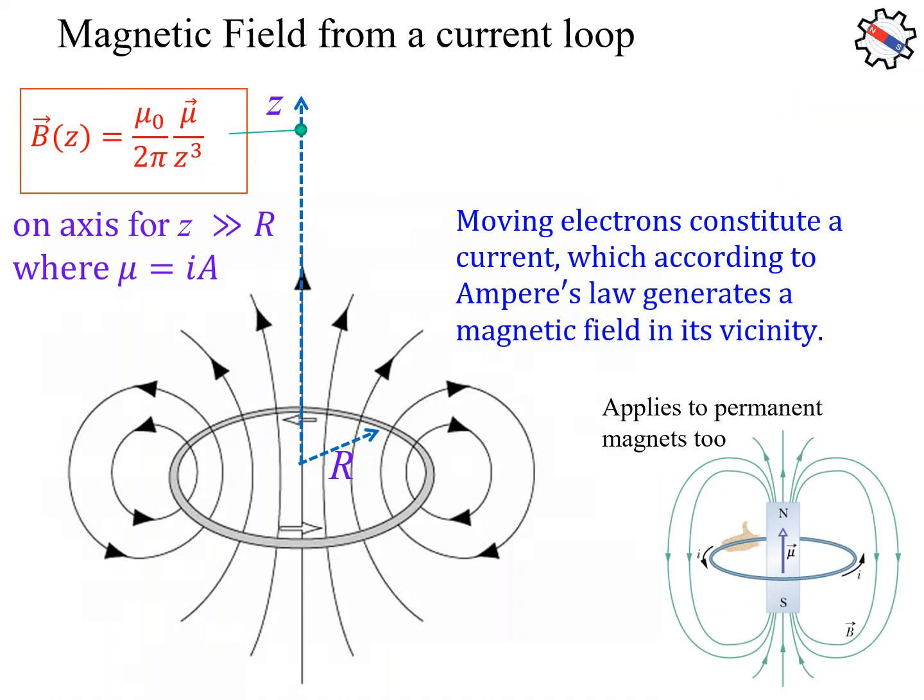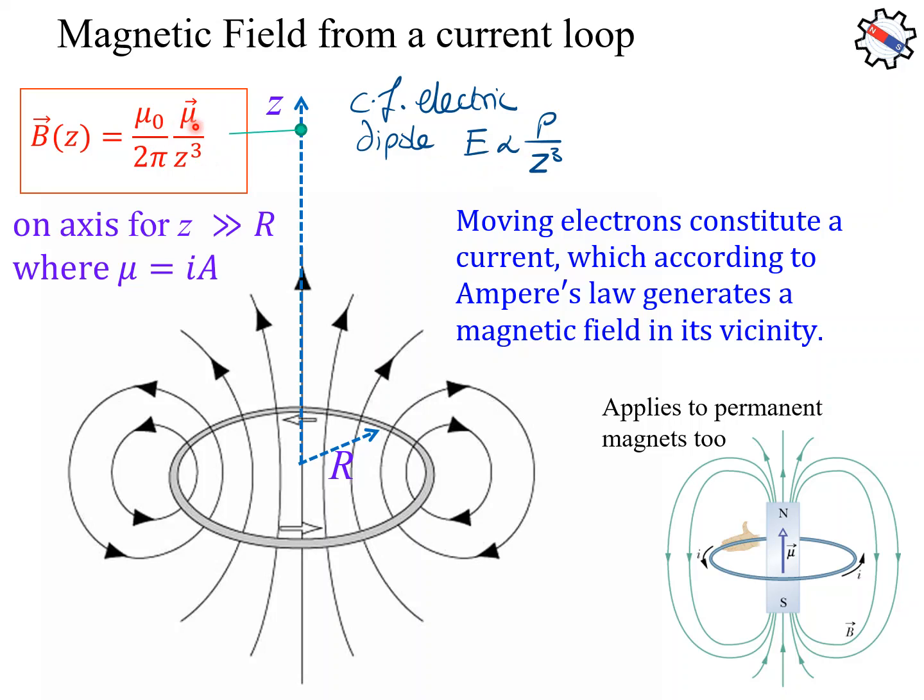The magnetic field far from a current loop is given here. It depends on 1 over z cubed, where z is the distance along the axis of symmetry. If we compare that to the electric field we derived for an electric dipole, that's 1 over z cubed too. So there is a certain similarity there in the behavior of the two. Both we're talking about dipoles.